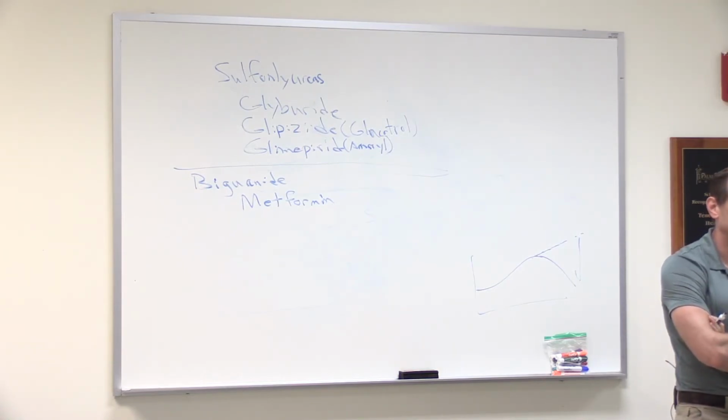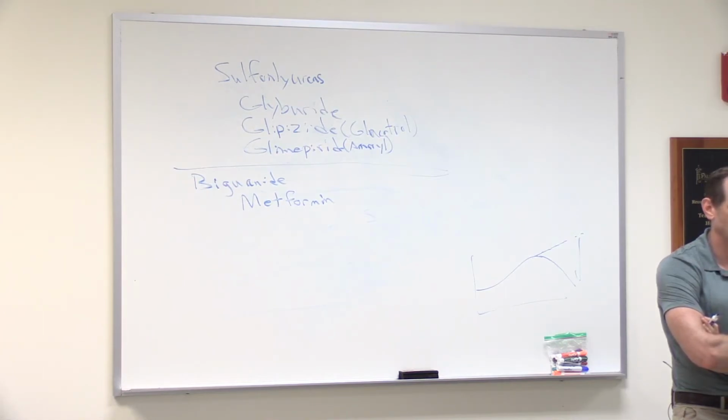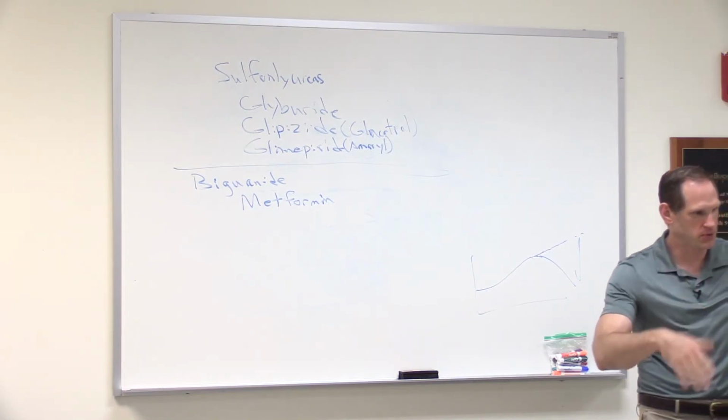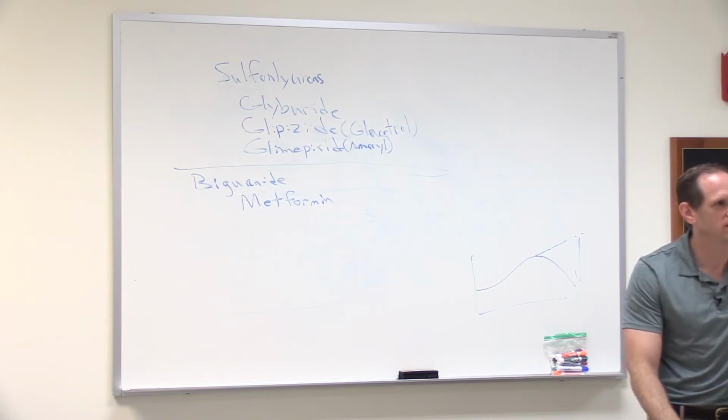What's the word? Drawing a blank. Getting old. Don't do it. The hormone produced by the alpha cells of your pancreas.